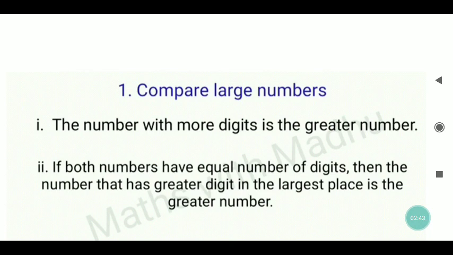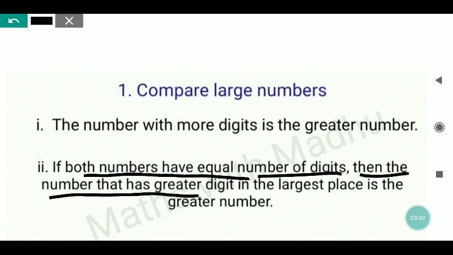The next point: if both the numbers have an equal number of digits, what it is saying, my dear, whenever we compare, we compare between two numbers. So if both the numbers have an equal number of digits, then the number that has the greater digit in the largest place is the greater number. What does this mean now? Just see.